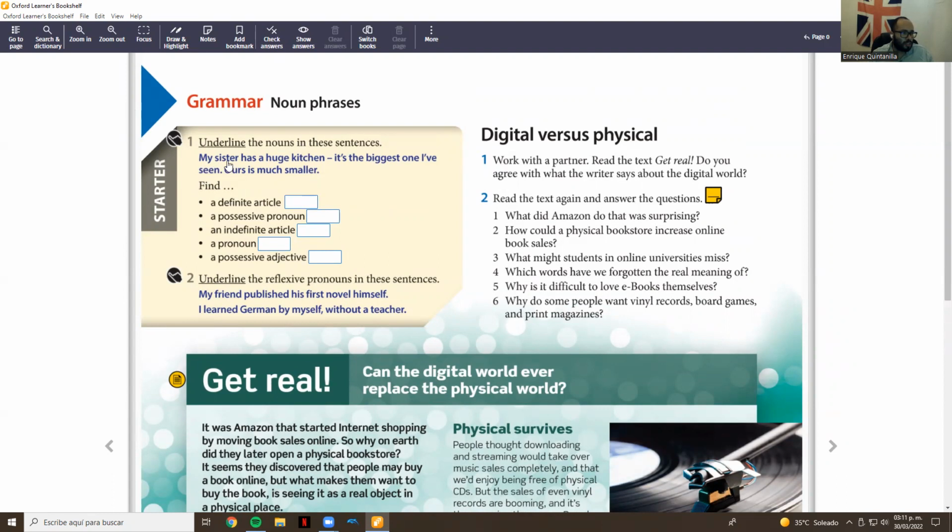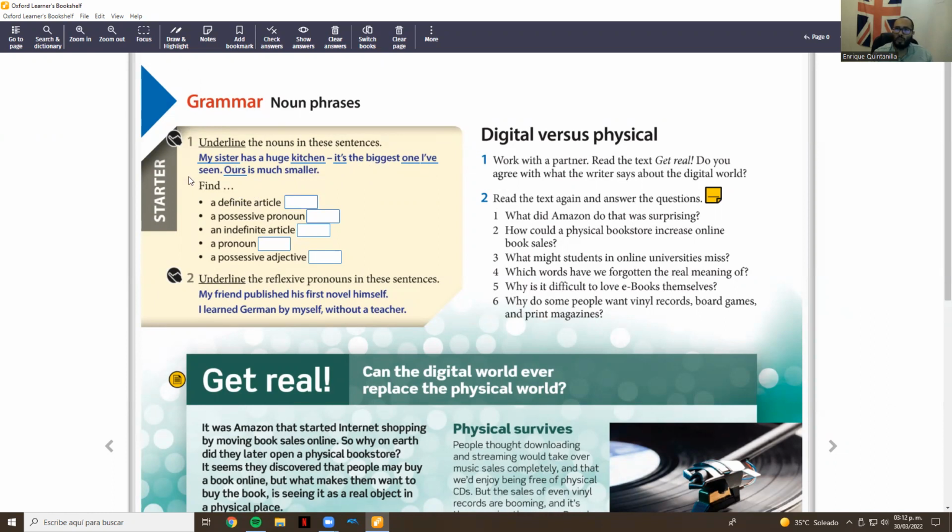Here, for example: My sister has a huge kitchen. It's the best, it's the biggest one I've seen. Ours is much smaller. So, for example, this is a noun. My sister also is a noun. Kitchen is a noun. I, one, ours, and that's it. Those are different types of words.